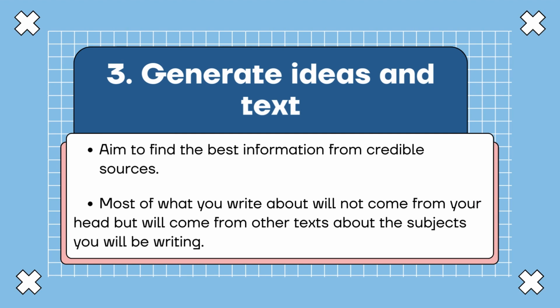Generate ideas and text. Ideas can be generated through brainstorming, making notes, using questions, cubing, free writing, etc. Aim to find the best information from credible sources. Why? Because aiming to find the best information from credible sources ensures the integrity, validity, and impact of your research or academic study, contributing to the knowledge and understanding in your field of study.